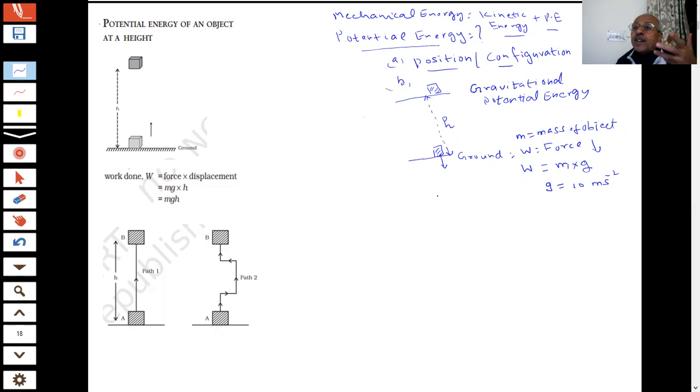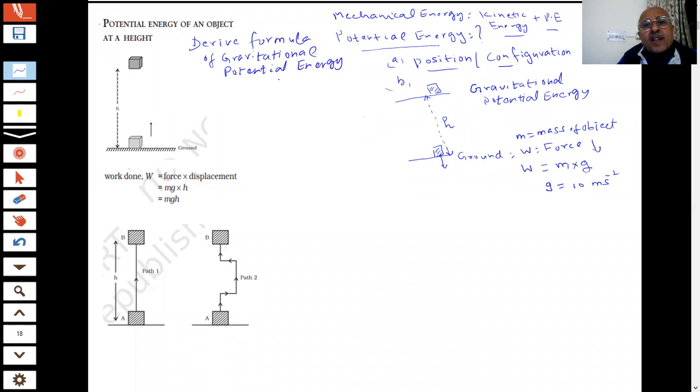And unless I do work, the object cannot move. So how much work do I have to do? For work, you have to apply a force. What is the work formula? I want to derive it. Today I am going to derive the formula of gravitational potential energy, when you are lifting an object from the ground to a height h. Then work has to be done.